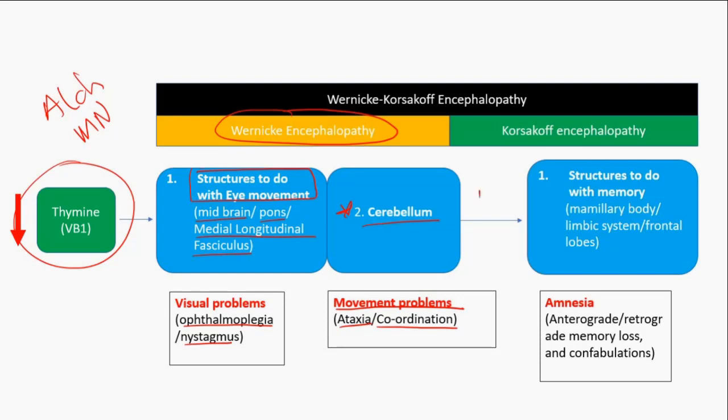But then over time, if you still have a decrease in thiamine, okay, vitamin B1, and you're not treated, your Wernicke encephalopathy is going to progress into Wernicke-Korsakoff encephalopathy. And what happens there is that in addition to structures of the eye, structures to do with eye movement and your cerebellum, structures to do with your memory are also affected. So this will cause amnesia. So you're going to get anterograde and retrograde problems, and the patient is going to start to confabulate and make up stories.